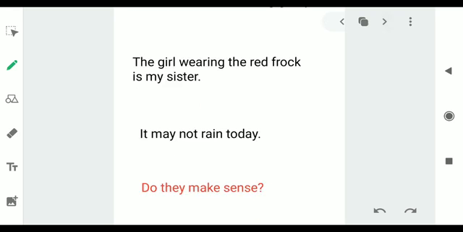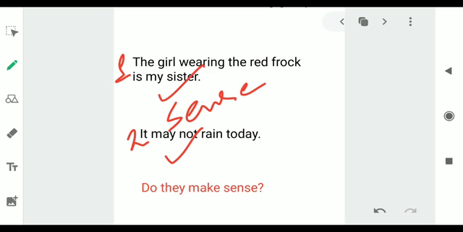Now let's move further to these group of words. The first one, the girl wearing the red frock is my sister. The second one, it may not rain today. Now students, are these group of words making any sense? Yes, they are making sense. We can understand what the sentence is trying to tell us.